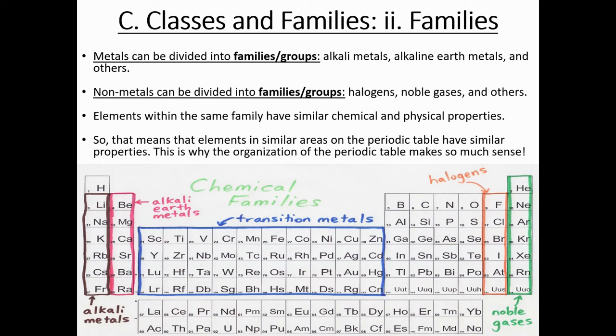So metals can be divided into families. The main families or groups for metals are the alkali metals, alkaline earth metals, and then there's also others that we'll discuss. Nonmetals can be divided into families. The main ones that we're going to discuss are halogens and noble gases, and there's others, but those are the main ones we discuss. So these are the main groups or families that we can further divide the classes into because they're even more similar than other metals together. So again, elements within the same family will have very similar chemical and physical properties. And a big part of that has to do with the number of valence electrons that they have within a group.